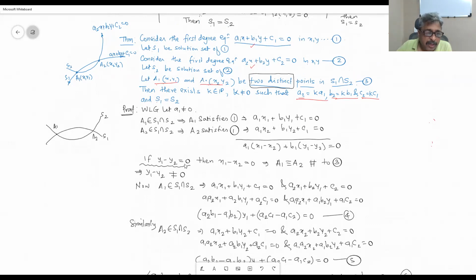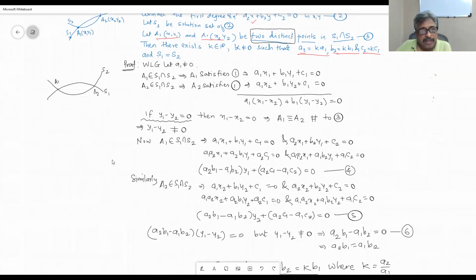If y1 minus y2 is 0, then x1 minus x2 is 0, because we have assumed A1 is not equal to 0. Therefore x1 minus x2 also happens to be 0, and hence A1 coincides with A2, which is contradicting the statement number 3 of the theorem, that we have assumed A1 and A2 to be two distinct points. Therefore y1 is not equal to y2, or y1 minus y2 is not equal to 0.